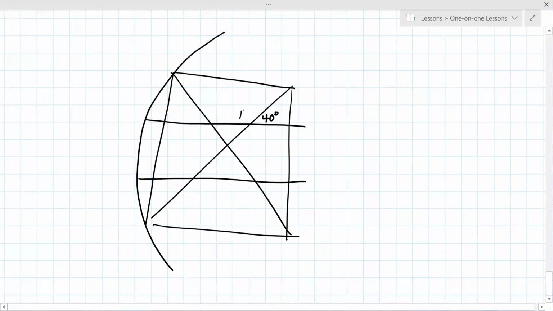It's 140 degrees. What is this angle down here? It's 140 degrees. And then this one over here is 40 degrees. And then how about this one down here? And these are parallel.